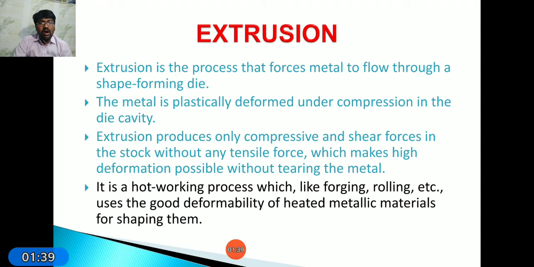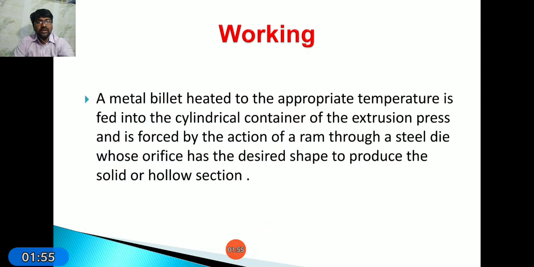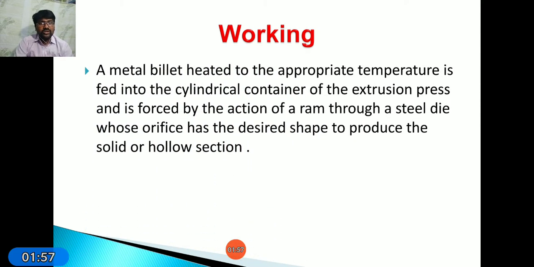Next, it is a hot working process which, like forging, rolling, etc., uses the good deformability of heated metallic materials for shaping them. This process can be done as a hot working process. Next, coming to the working of extrusion: a metal billet is heated to an appropriate temperature and fed into the cylinder container of the extrusion press. We have to heat it before the process. The metal is heated to the recrystallization temperature.